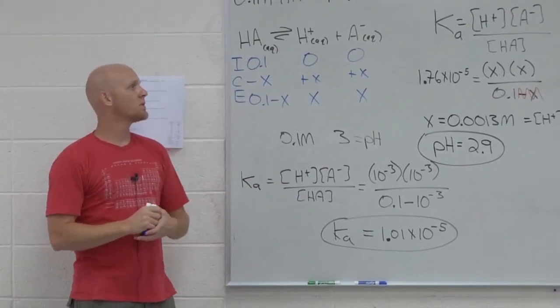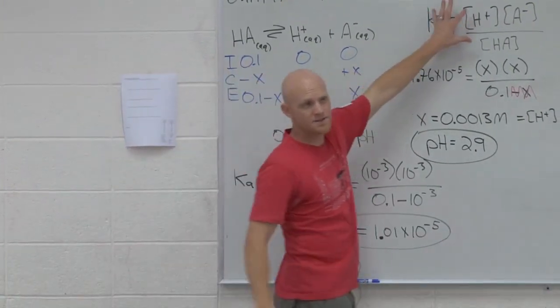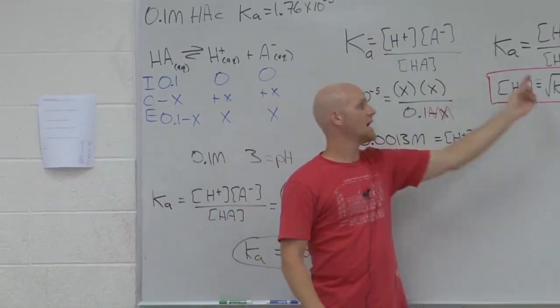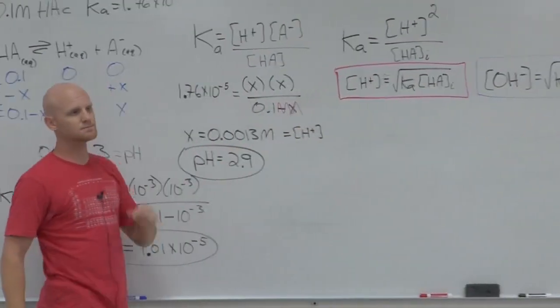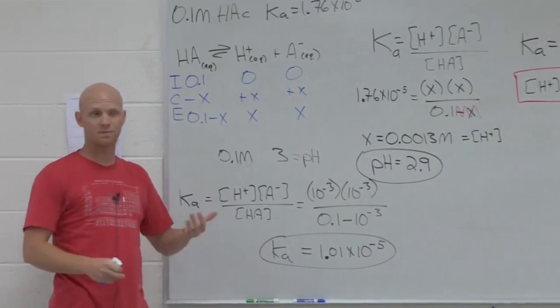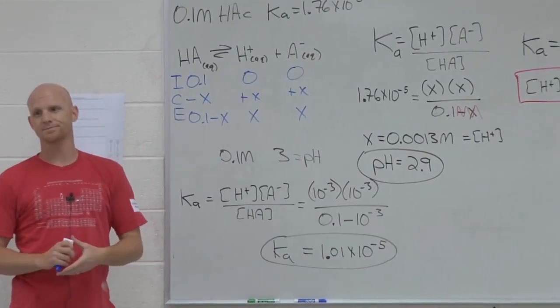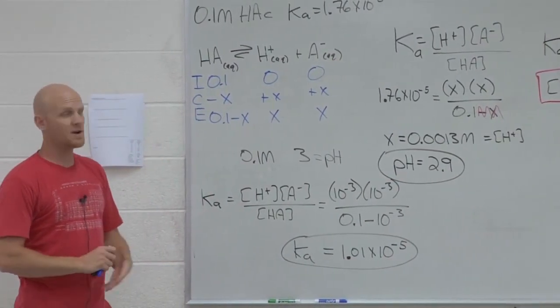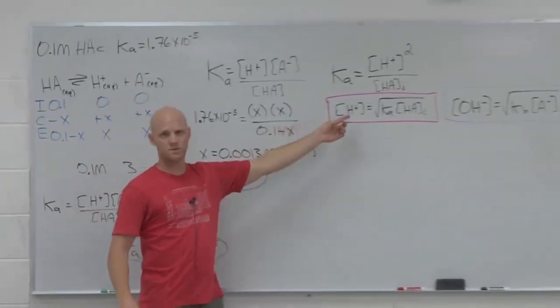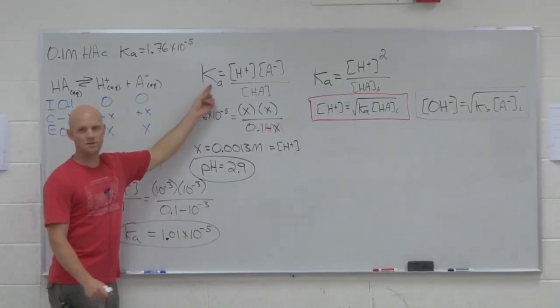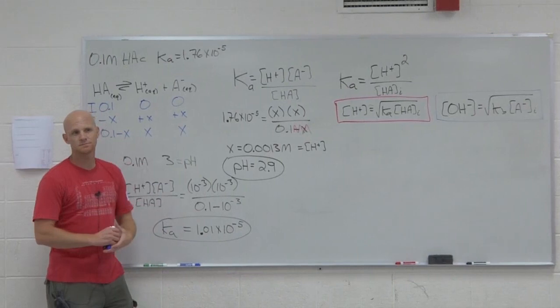So the two big things you really want to know are the generic Ka expression and the shortcut. The generic Kb expression for weak bases, and the shortcut. Cool. If you're asked for the H plus, use the shortcut. If they say solve for Ka, use the original. Cool?